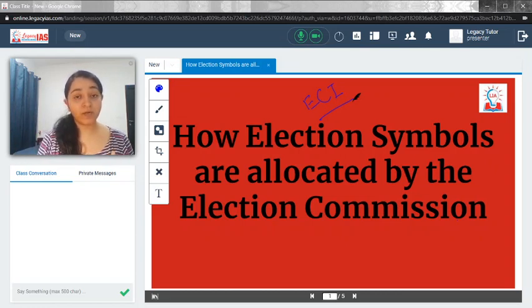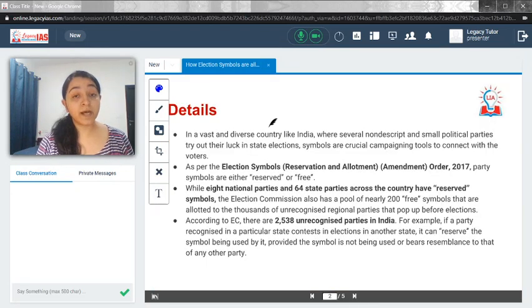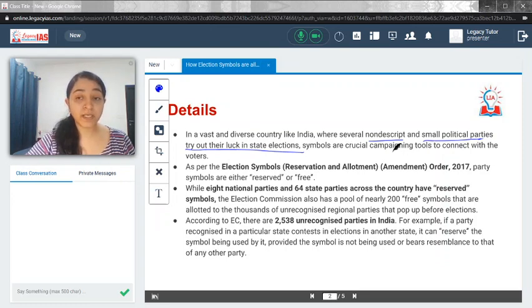Now let's move forward and try to understand the mechanism, how these symbols are allocated, and what their significance is. So, in a vast and diverse country like India, where several nondescript and small political parties try out their luck in state elections, symbols are crucial campaigning tools to connect with the voters. This is the major significance of why symbols are important.